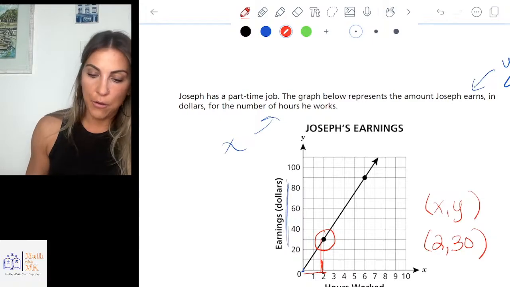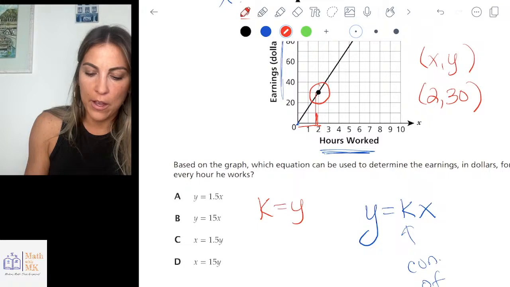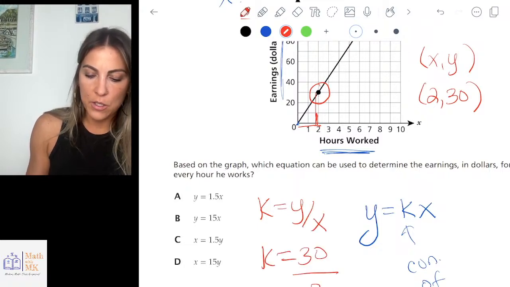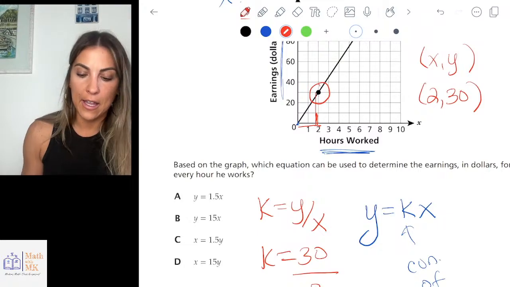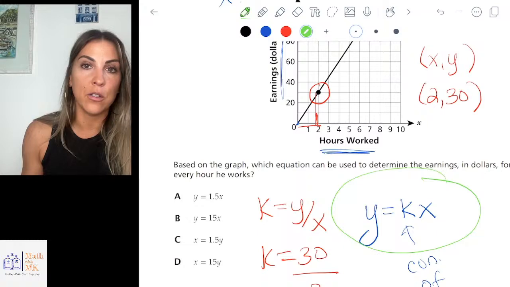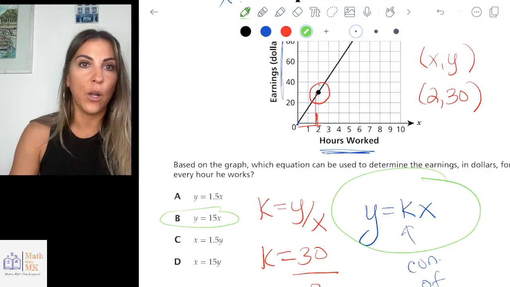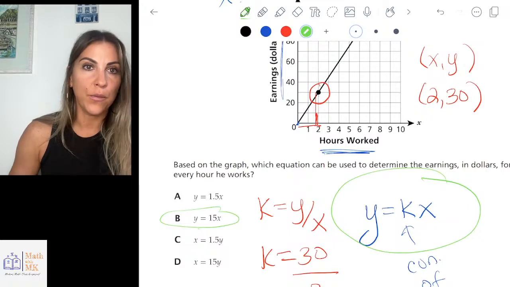So if I use that formula that we wrote out, k equals y over x, I'm substituting in my y was 30, my x was 2, and if I divide that correctly, I'm going to get 15 for my constant of proportionality. And again, the format of the equation for a proportional relationship is circled in green here. y equals kx. Once you find k, just substitute it and you're done. B shows us that equation, right? We found k, it was 15, y equals 15x.